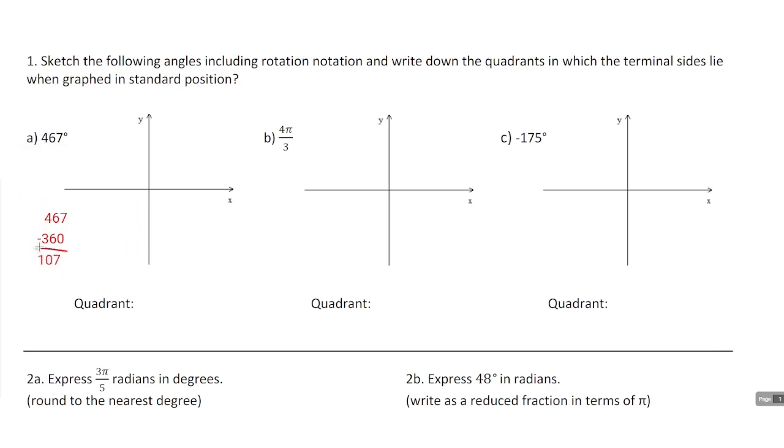Okay, so that means that the terminal side of 467 should be in the same place as the terminal side of 107 degrees, which will be right past the 90-degree mark. It's going to be in quadrant 2.